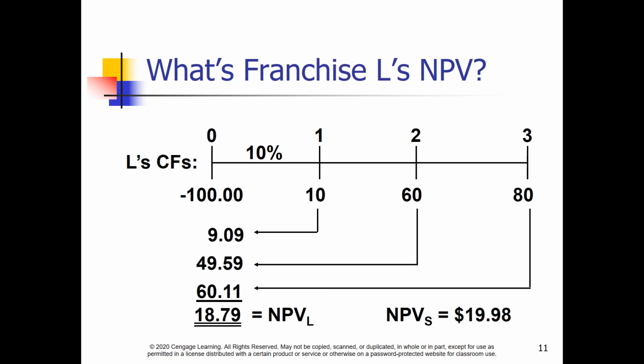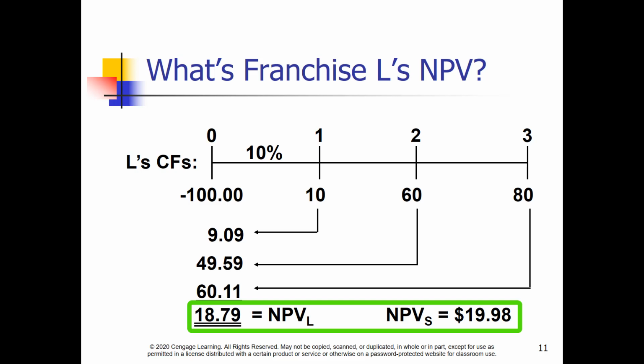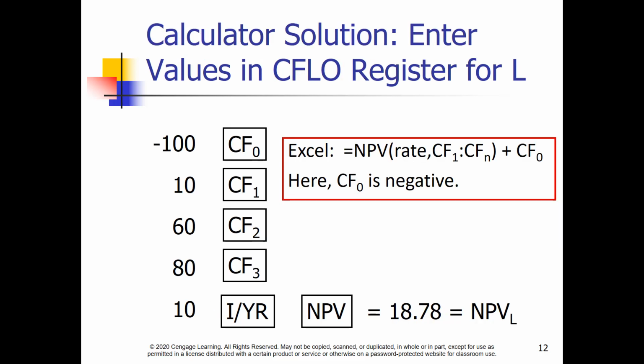To find the NPV for Project L, we discount each cash flow back to time 0 and sum them up, netting them against the $100 cost. The NPV for L is $18.79. For Project S, $19.98. In your calculator, use the CF worksheet as we learned in Chapter 4. Note the example of the Excel function in the red box. Inside the function parens, we give it cash flow 1 to cash flow N, and then add back cash flow 0 outside the function.